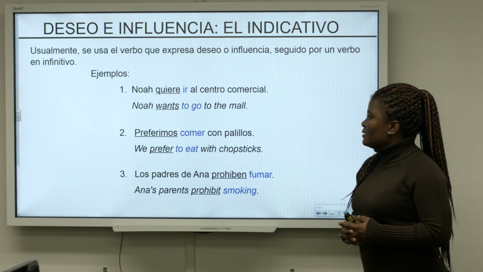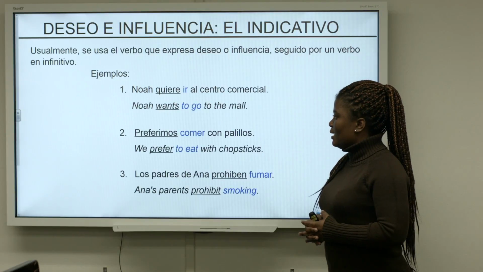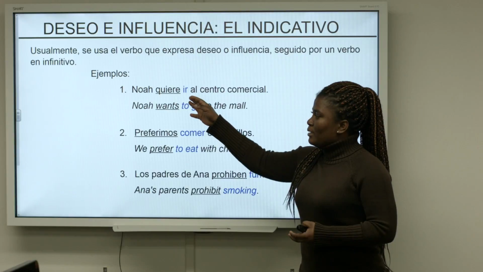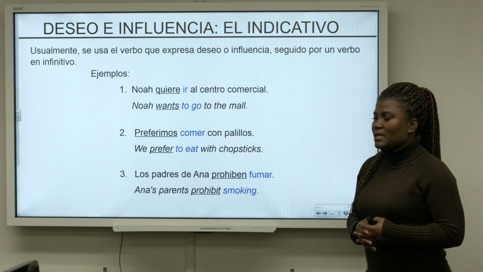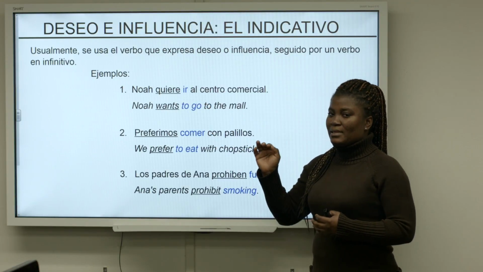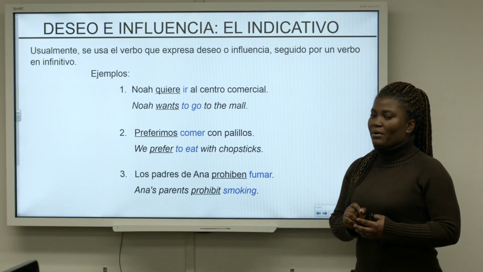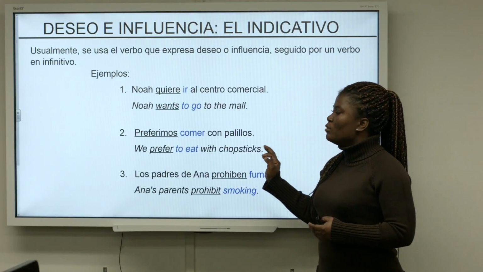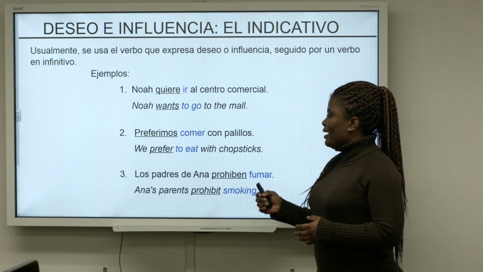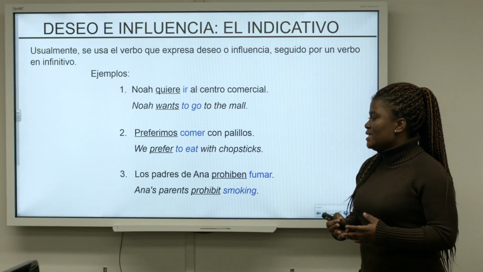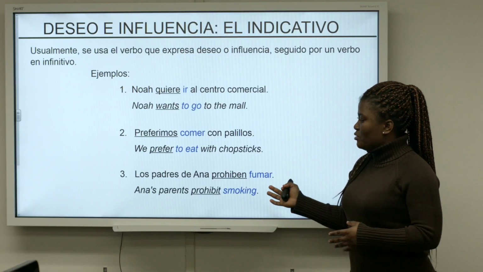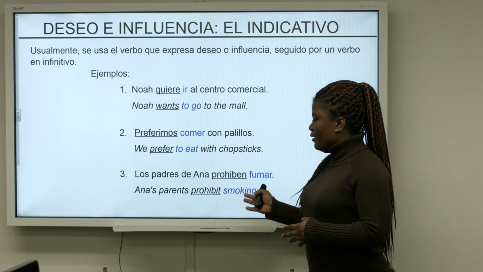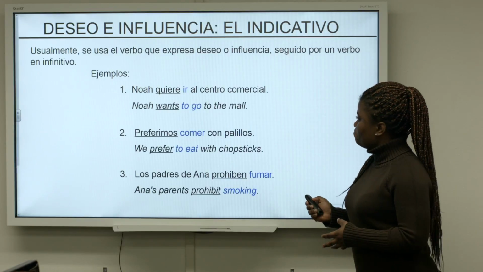Noah quiere ir al centro comercial. Noah wants to go to the mall. Now, because querer is used in the indicative tense, we don't need to use a verb in the subjunctive after it. What comes right after it is a verb in the infinitive. So Noah wants to go to the mall. Preferimos comer con palillos. We prefer to eat with chopsticks. And we have los padres de Ana prohíben fumar. Ana's parents prohibit smoking.